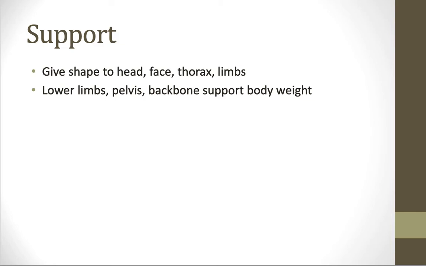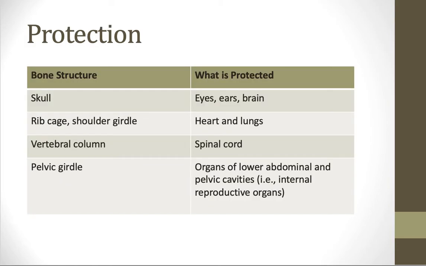Support is that the skeletal system gives shape to the head, face, thorax, and limbs. In other words, they're the reason that we actually have a shape and a structure instead of just being a blob. And it also supports the weight of the body through the lower limbs, the pelvis, and the backbone.